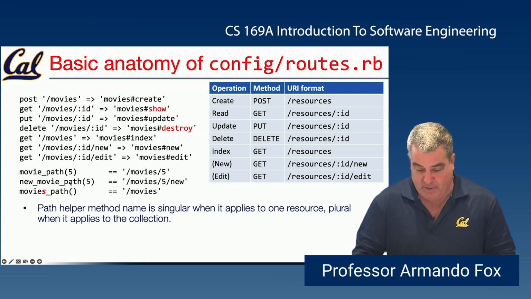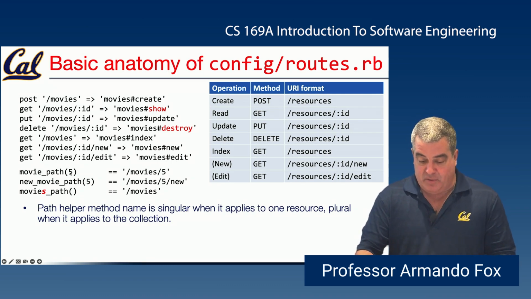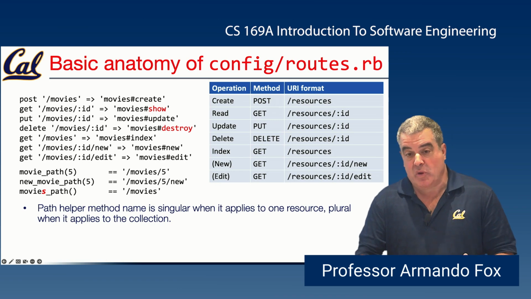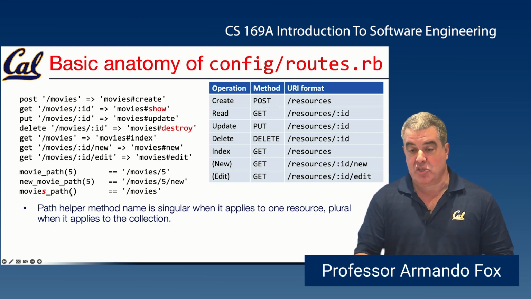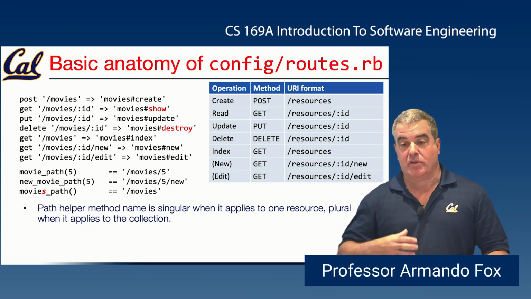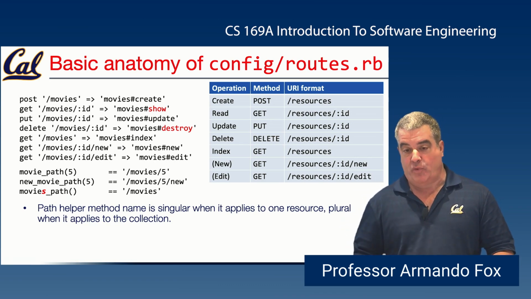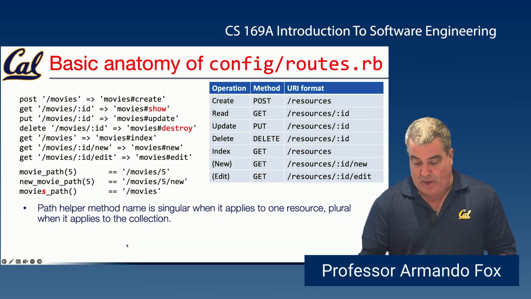Edit movie path would have been a better example there. Movie path, which is designed to give me back a reference to a particular movie, expects an argument. And so movie is going to be singular, but movies path, because it refers to the collection, is going to be plural, right? And again, all of this is basically Rails creating these methods for you at runtime based on the values that you give in the routes file.